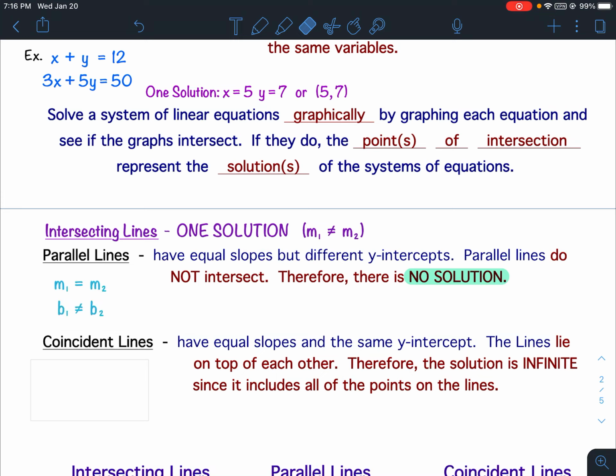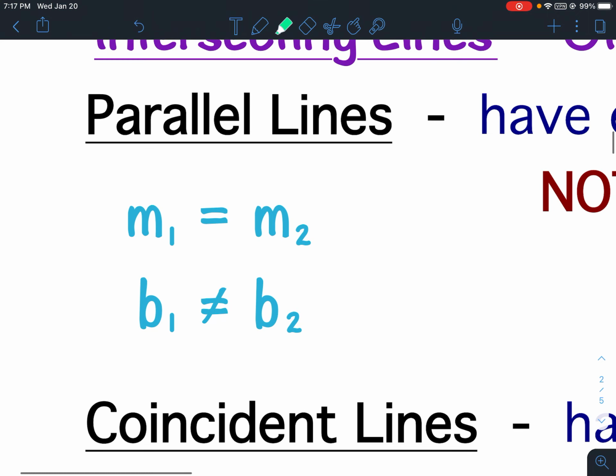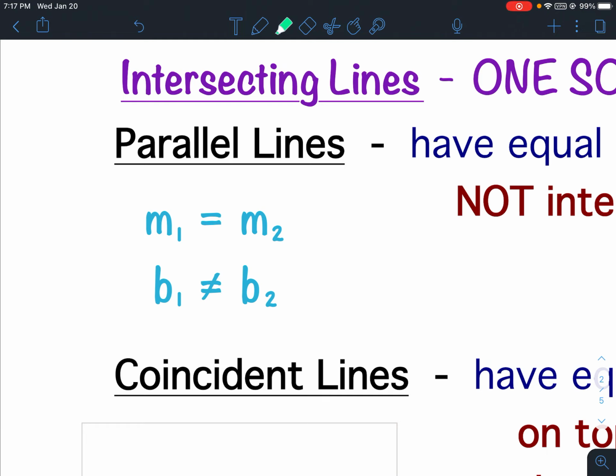So again, parallel lines have equal slopes, but their y-intercepts are different. So make sure you pause your video and get this written down. Now you may be asking, why is there an m with a 1 beside it and then an m with the 2 beside it? That's just saying that the slope of line 1 equals the slope of line 2. Because remember, we have two different lines here. And then it's going to say that the y-intercept of line 1 does not equal the y-intercept of line 2. So once again, for parallel lines, slope of line 1 will equal slope of line 2. But the y-intercepts are not equal.